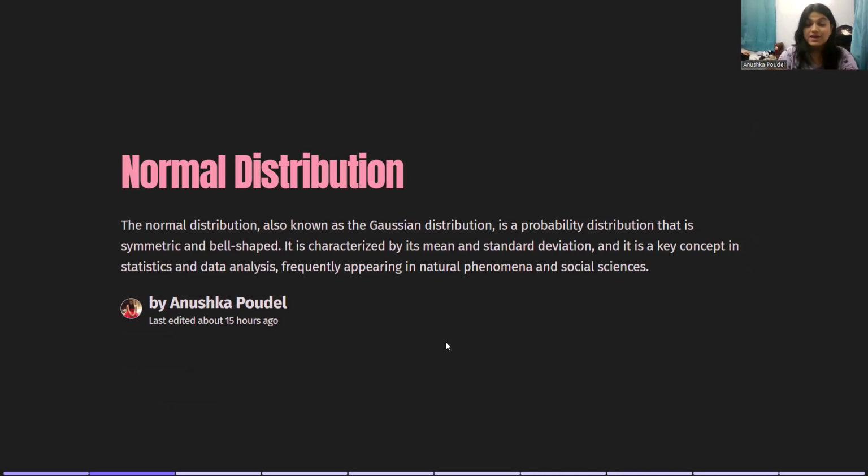It is characterized by its mean. Mean is basically the sum of all the terms divided by the number of terms, and standard deviation is the deviation from the mean. And it is a key concept in statistics and data analytics, frequently appearing in natural phenomena and social science.